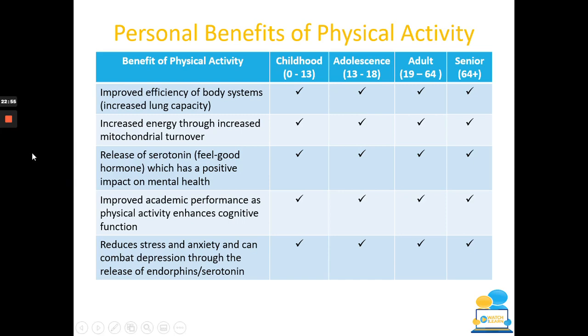So again, when we're looking at our discussion, we're looking to discuss the factors and also the evidence as to why those factors are true, backing up our conclusions with evidence. So again, our conclusion is that a benefit of physical activity is improved efficiency of the body systems, and our evidence is our increased lung capacity.